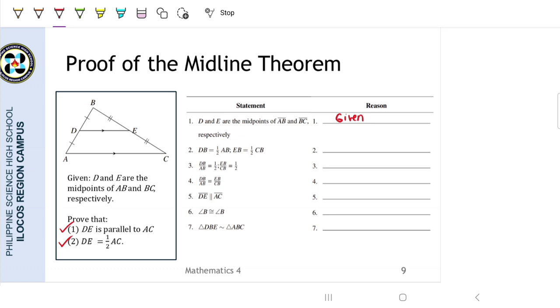And number 2, DB is 1/2 of AB and EB is 1/2 of CB. So if we look at this side right here, we have here AB, and since AD is equal or congruent to DB, because D is the midpoint, then we can say that AD is 1/2 of the total length AB. So that is the definition of a midpoint.